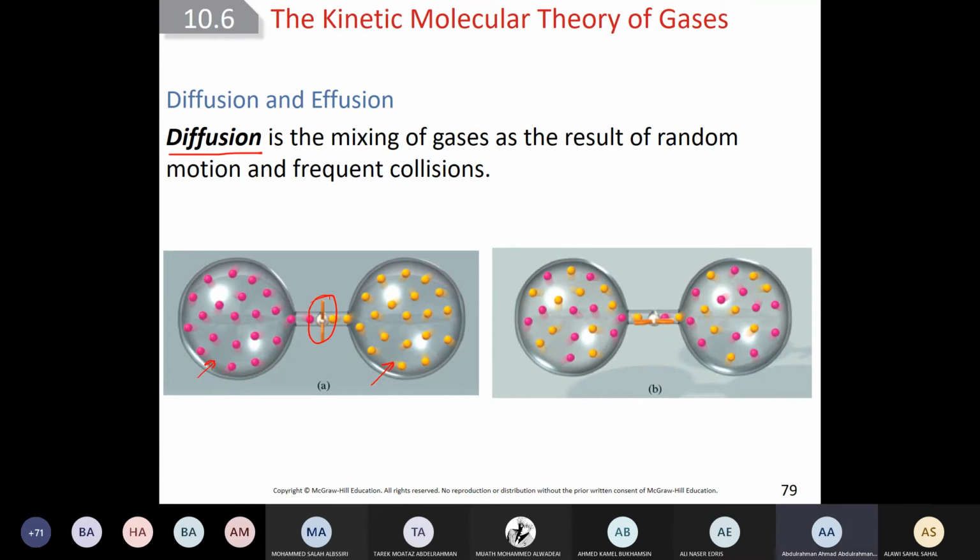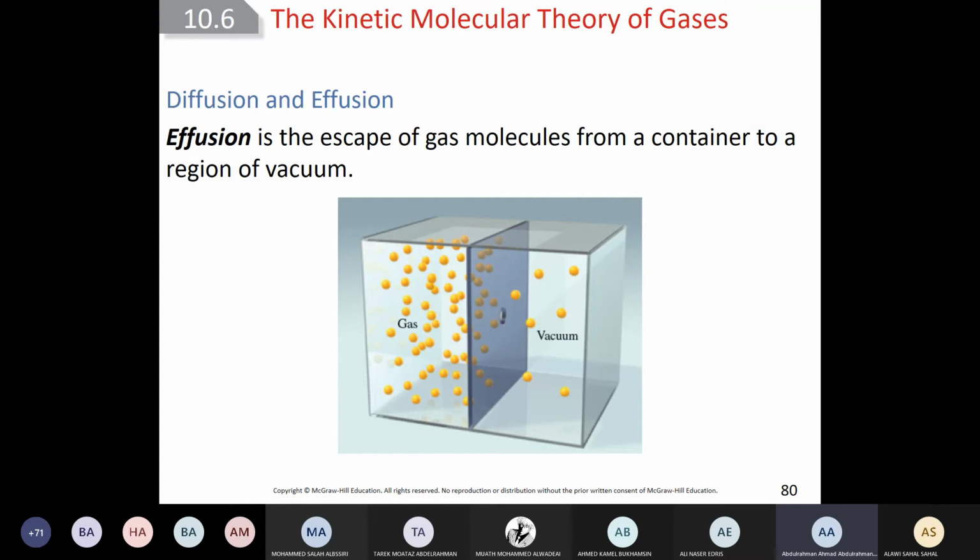They will mix. That's what you did. You open the gas and they will mix like this. This is called diffusion. Clear? Good. Effusion. What's the meaning of effusion?